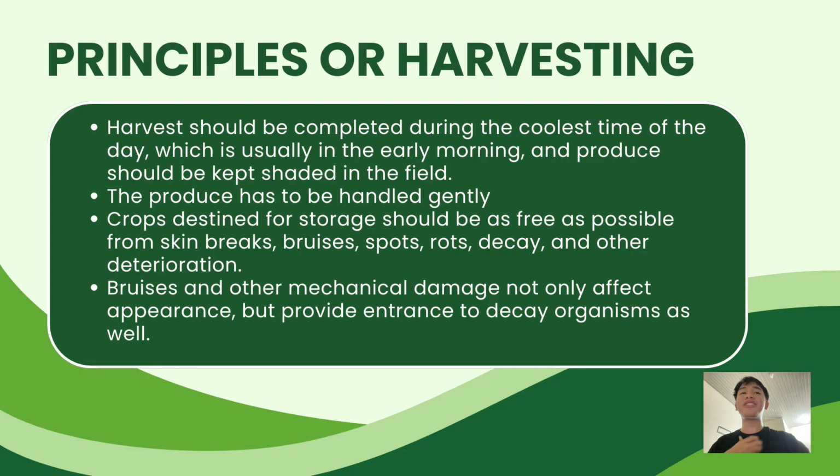Second, the produce has to be handled gently. If we do not handle the crops properly during harvest, they may get damaged and bruised, and the commodity's value goes down. That is why we need to handle it gently, like handling your sweetheart. Crops destined for storage should be as free as possible from skin breaks, bruises, spots, ruts, decays, and other deterioration. They should be placed at the right temperature and cared for like children, so our products look good and are easily sold.